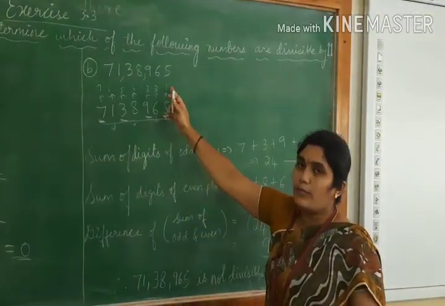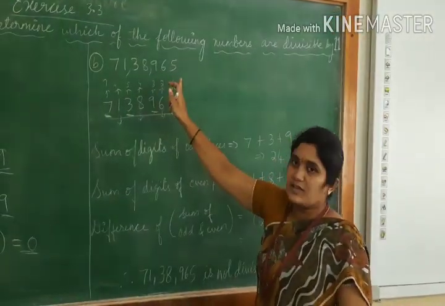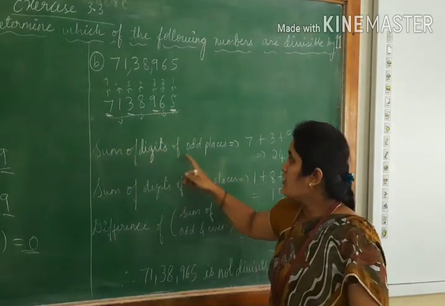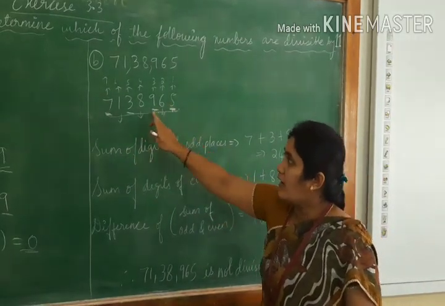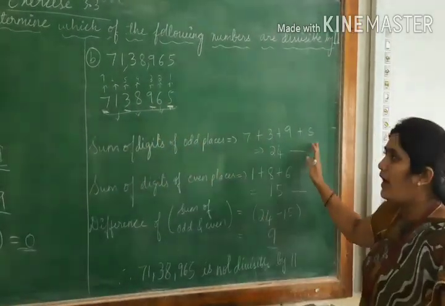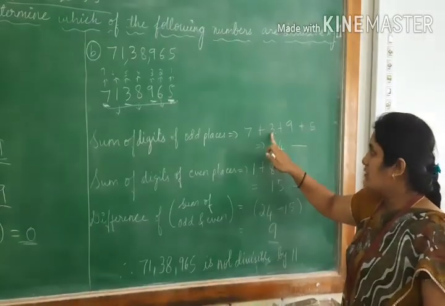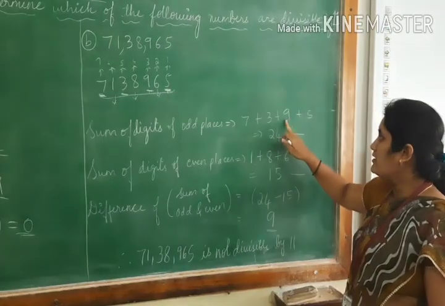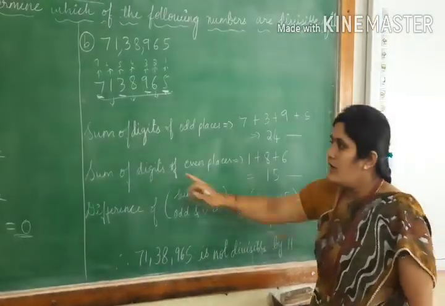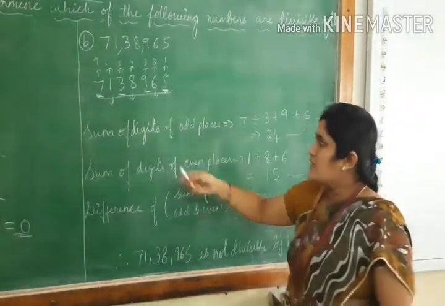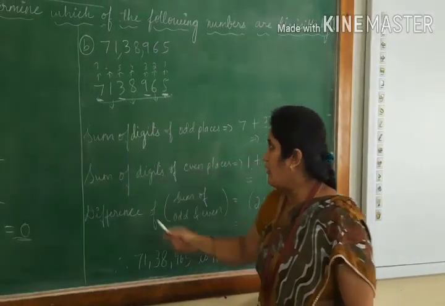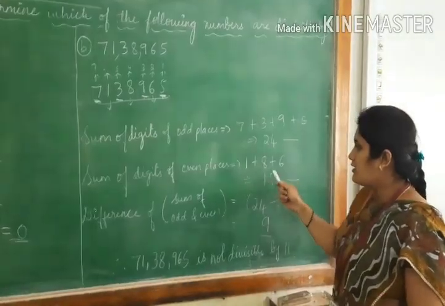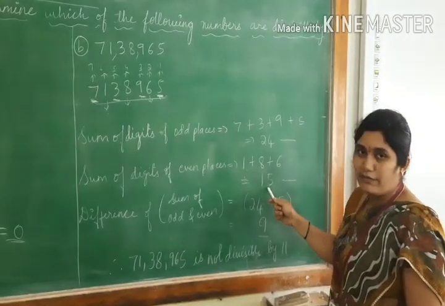Let me repeat once. First consider the number, that is 71 lakh 38,965. Now choose the digits which are in odd places, that is 5, 9, 3 and 7. Now let me add them: 7 plus 3 is 10, 10 plus 9 is 19, plus 5 is 24. Now the sum of the digits at even places, that is 6 plus 8 plus 1, that is 1 plus 8 plus 6. When you add all three numbers, you get 15.